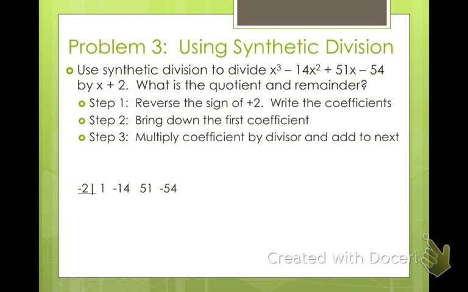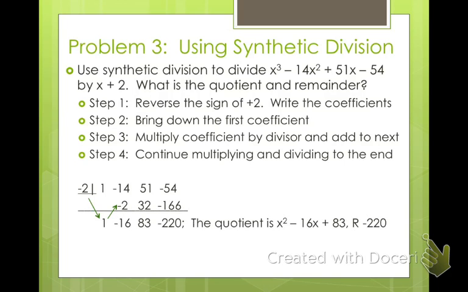And then we multiply the coefficient by the divisor and we add it to the next one, and we continue multiplying and adding till the end. So we bring the 1 straight down, and then we multiply negative 2 times 1, that makes negative 2. And then we write that underneath our next coefficient. So negative 14 minus 2 is negative 16. Then we multiply negative 2 times negative 16, that makes positive 32. So then we write 32 under the 51, we add those together, 83. Then we multiply the 83 by negative 2 and write it underneath the negative 54, makes negative 166, so negative 220.